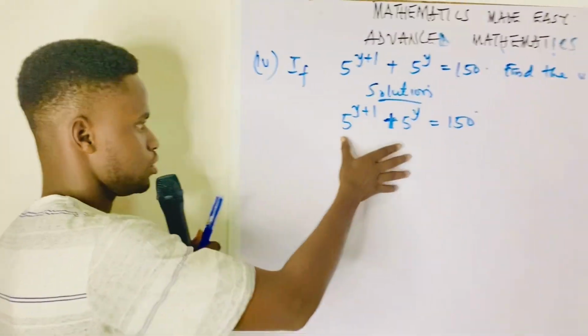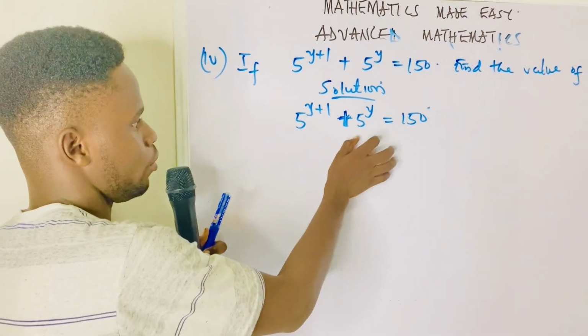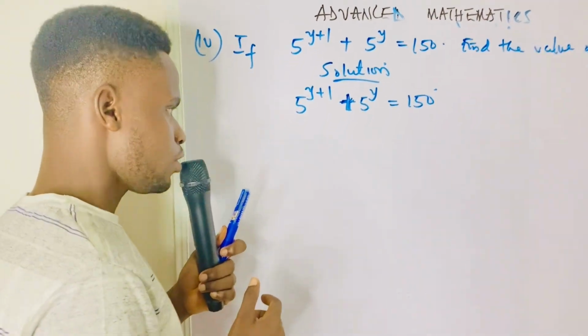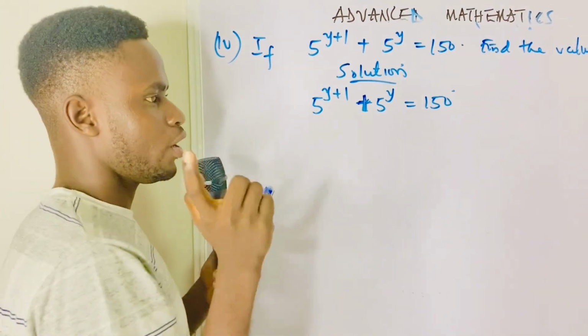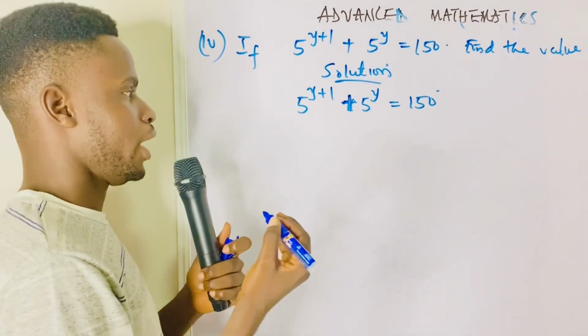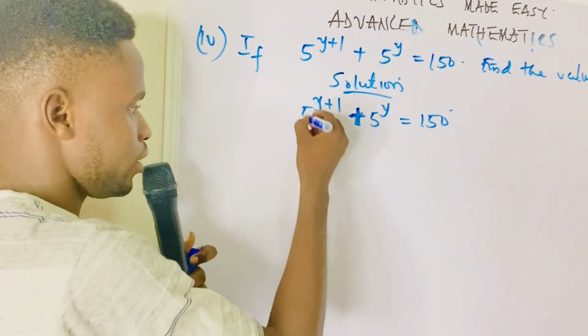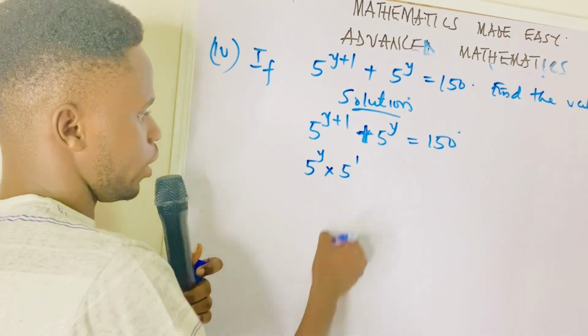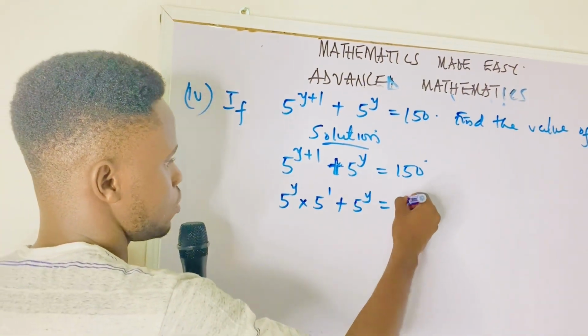Now to solve this, you notice that something is common here. You are seeing 5 raised to the power y, 5 raised to the power y. So there is a way you can factor out 5 raised to the power y. But in this case, you have 5 raised to the power y plus 1. And don't forget from the multiplication law that whenever you are multiplying, you add the powers. You can separate this one to be 5 raised to the power y times 5 raised to the power 1, then plus 5 raised to the power y equals what?